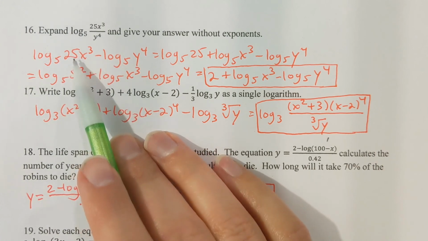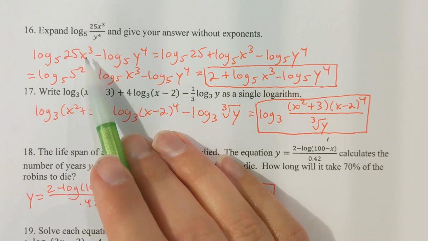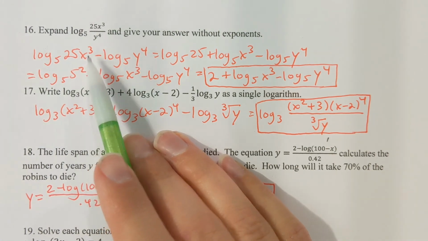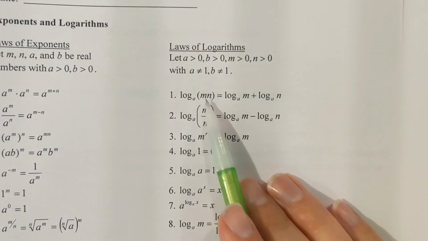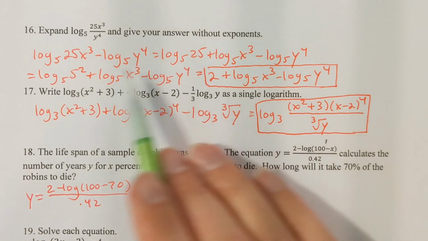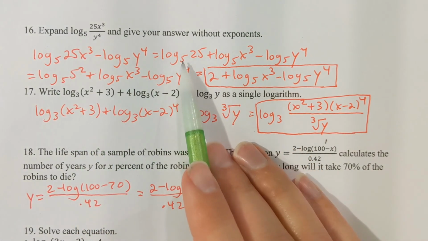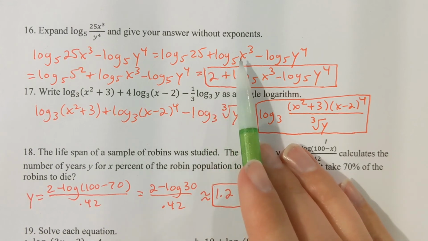Now, 25 times x cubed means I'm multiplying, of course, and so law 1 is saying if you're multiplying the inner terms, you can split that into 2 logarithms where you'll be adding them together. So I'm going to split this first logarithm into 2 more. You got log base 5 of 25 plus log base 5 of x cubed.